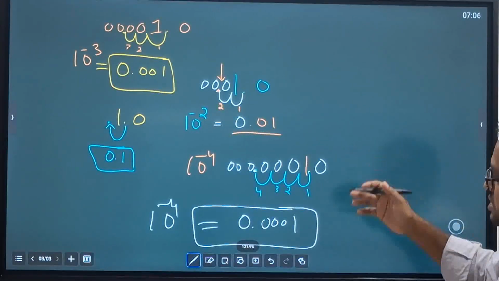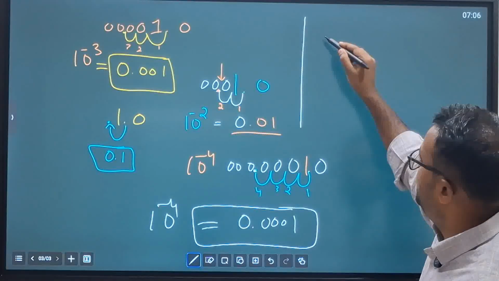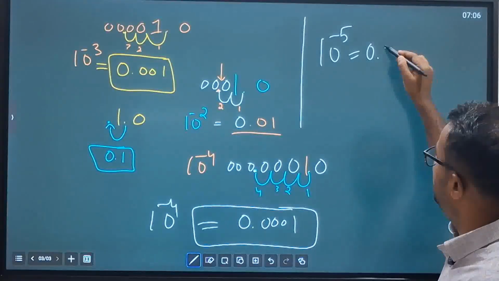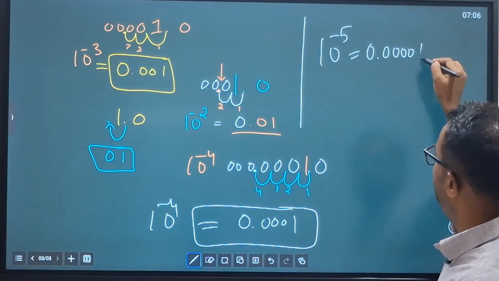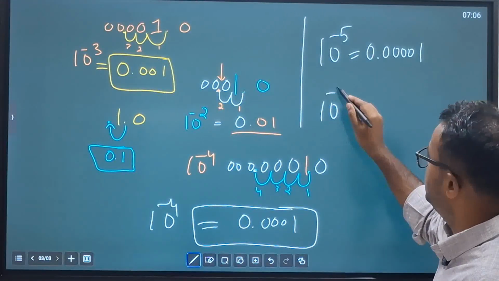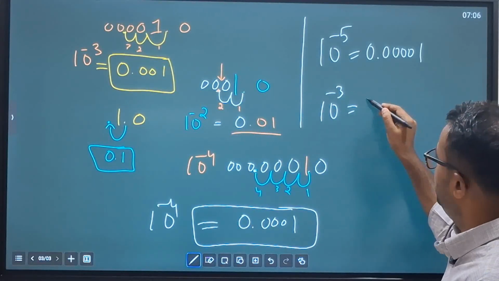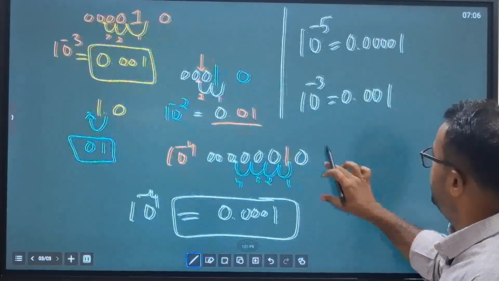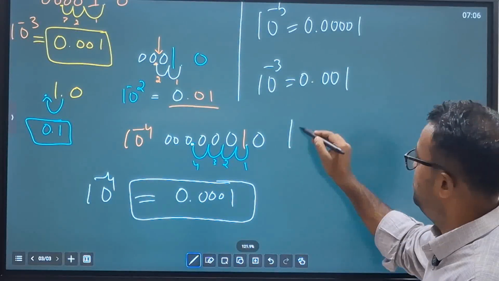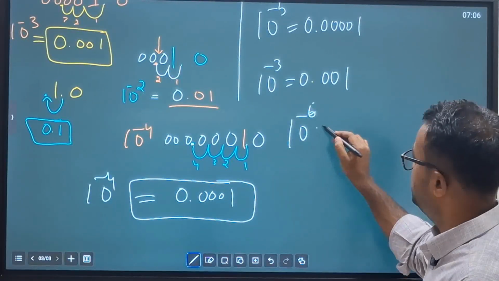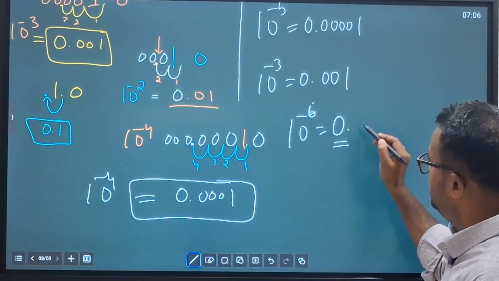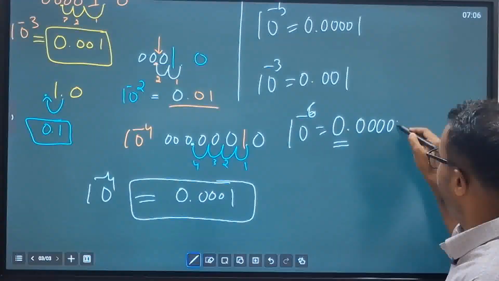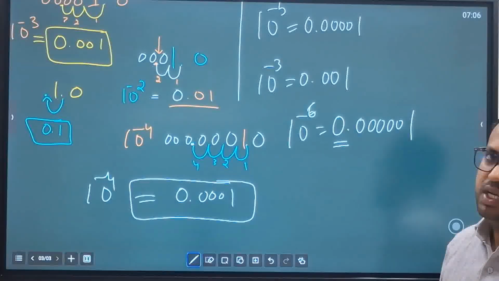In general, if you have 10 power minus 5, what you have to do is, after the point, write 4 zeros and 1. For 10 power minus 3, you write 0 point, then 2 zeros and 1. So 10 power minus 5, 10 power minus 6: first you write 0 point, then if it is 6, you write 5 zeros, 1, 2, 3, 4, 5, and 1. It is like that.